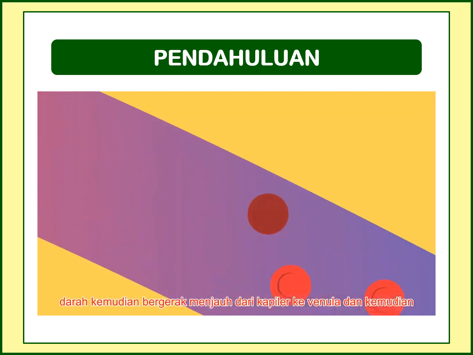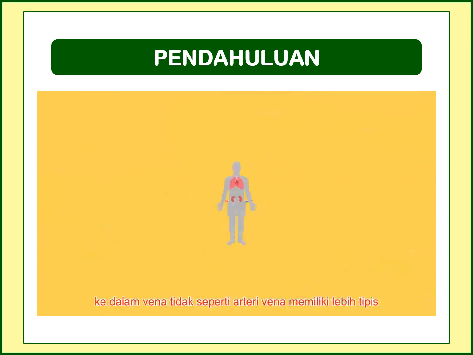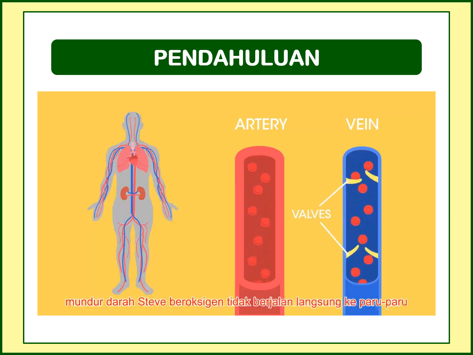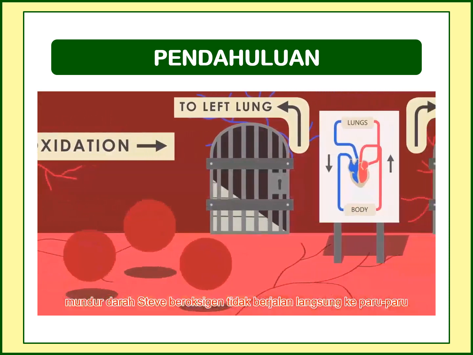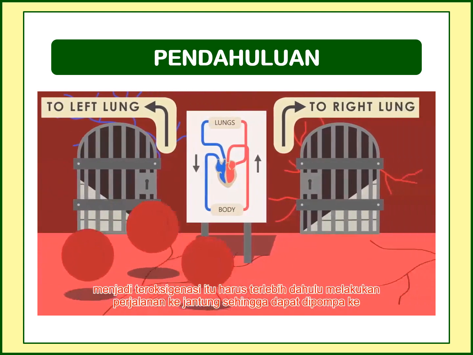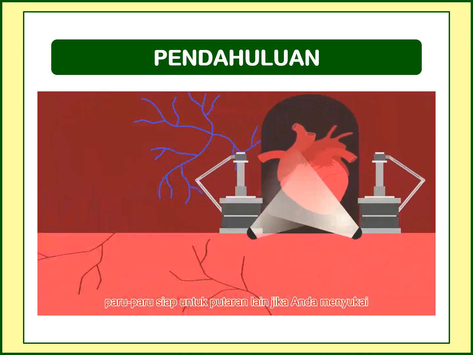Deoxygenated blood then travels away from the capillaries into the venules and then into the veins. Unlike arteries, veins have much thinner walls and valves that prevent deoxygenated blood from flowing backwards. This deoxygenated blood doesn't travel straight to the lungs to become oxygenated. It must first travel to the heart so it can be pumped into the lungs, ready for another round.